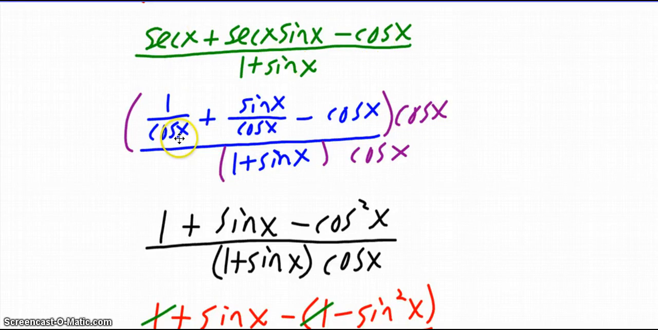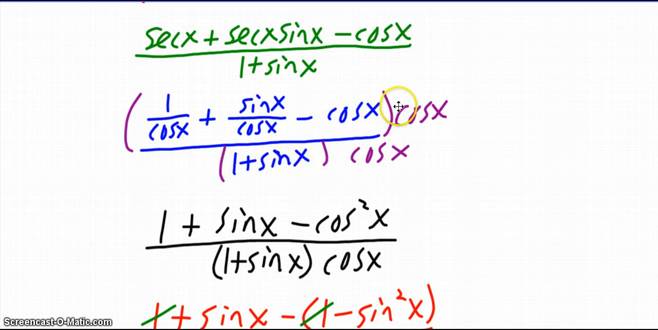So secant becomes 1 over cosine, secant of x times sine of x becomes sine of x over cosine of x. Don't change that into tangent. That'll eliminate what we just did. Remember, keep everything in terms of two trig functions if you have to. And then minus cosine of x, all over 1 plus sine of x.